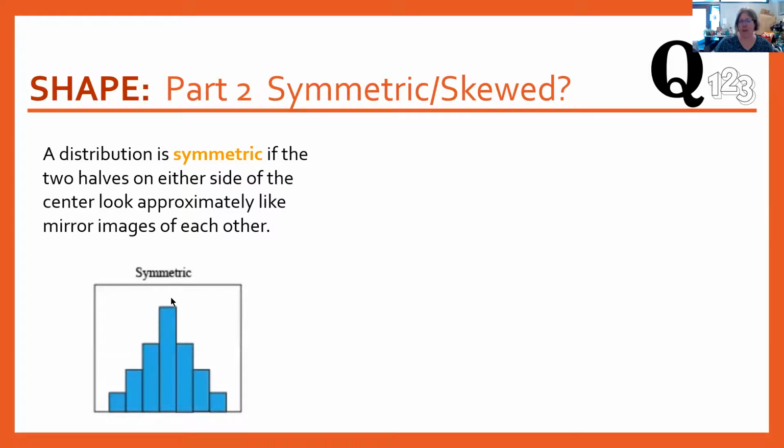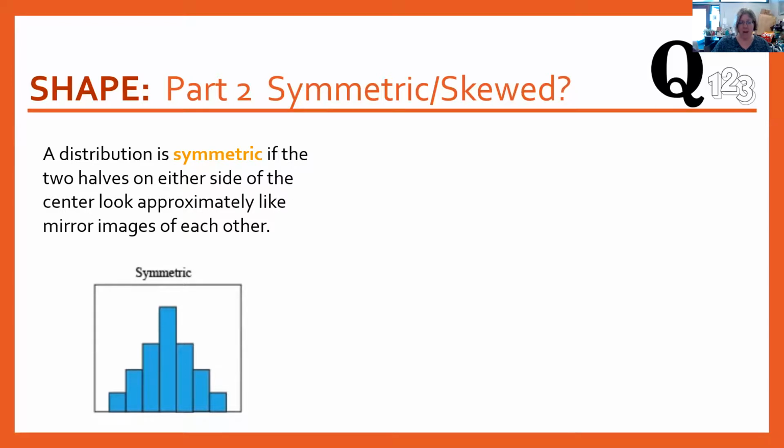This one is also unimodal. It's just got one high point. And so a unimodal symmetric distribution is known as a normal distribution. And so we will be looking at this quite a bit towards the second half of the class. So that unimodal symmetric normal distribution is something that we'll visit again.